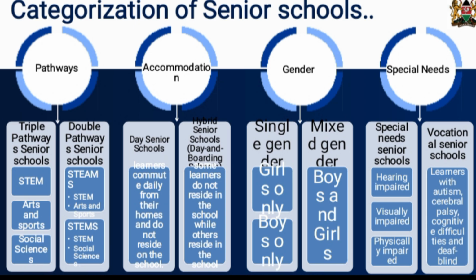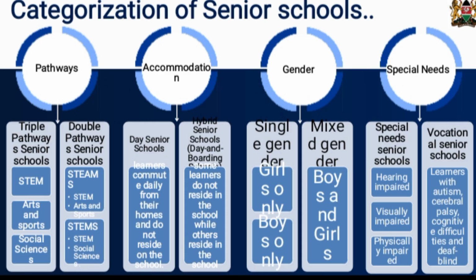Then we have the double pathway senior schools. We find that we have STEM and art and sport, or STEM and social sciences. So these are schools that will be offering two pathways, and that means STEM will be compulsory in these schools. Then the school has to choose either the social science pathway or the art and sport pathway, but STEM will be compulsory in double pathway senior schools. So STEM compulsory, then they decide on whether they will be offering the social science together with the STEM, or art and sports together with STEM.